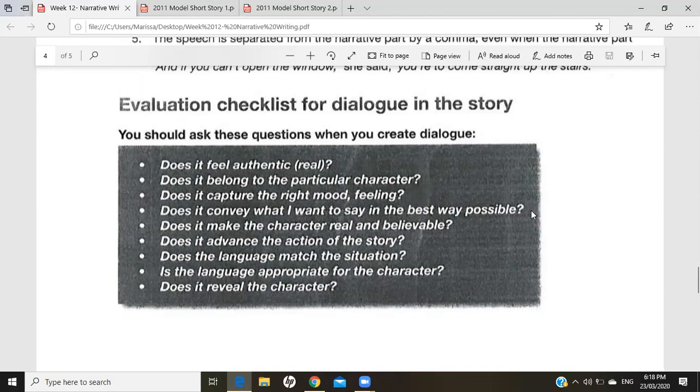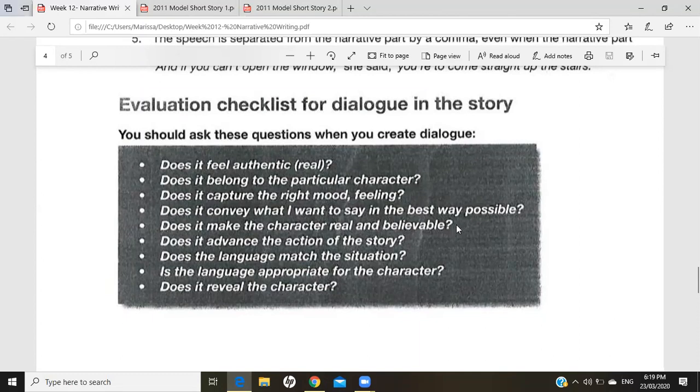The next thing is, does it convey what I want to say in the best way possible? When you're making a character talk, you don't want to use words that only halfway express what you mean. You want what the characters are saying to entirely encapsulate what you are trying to say in the best way possible. The next thing is, does it make the character real and believable?